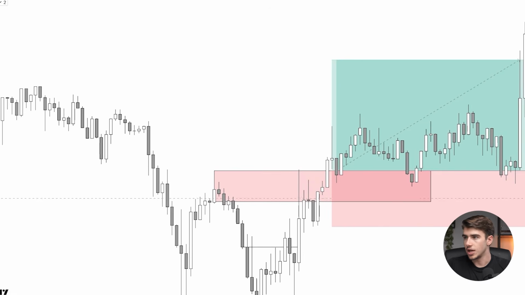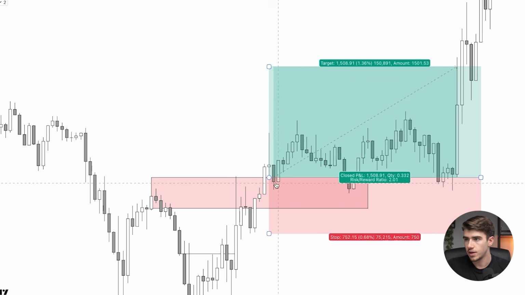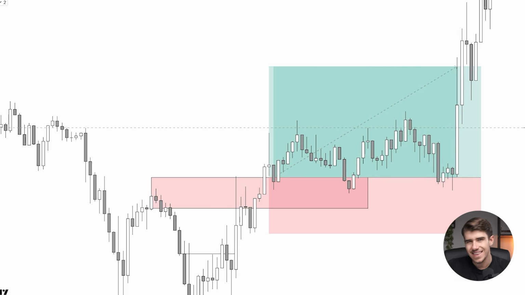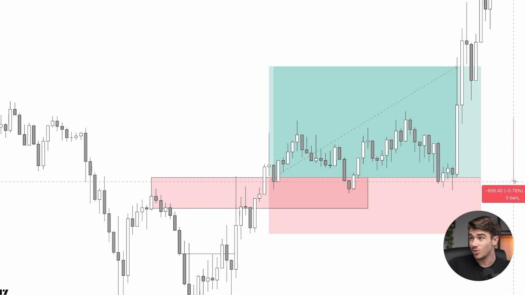The problem here is a lot of traders will get filled either here or here. And then as soon as the market starts going higher, they're thinking, yes, this trade is just amazing, right? It's very easy to sit through. But then as soon as the market starts pulling back here towards their entry, oh, they get cold feet. And that's where a lot of mistakes are made.